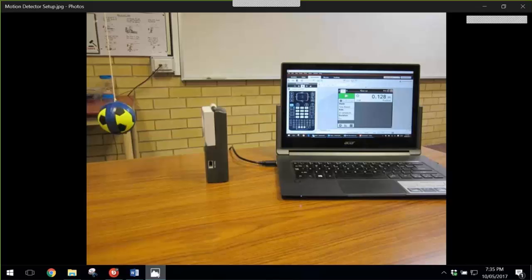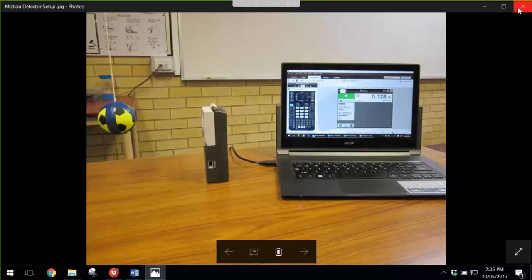Good evening, everyone. So, as you see there, I've just got my school laptop, and I've got the CBR in the classroom, and the USB connected straight from the motion detector to the laptop, and then you'll see a ball bought at a local shop with some tape and some string attached to it, and all you've got to do is plug straight into the computer, and you will actually do something like this.